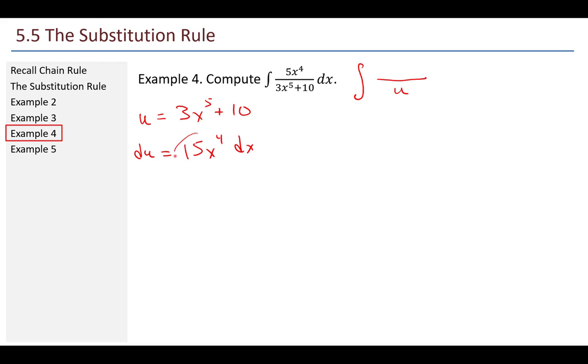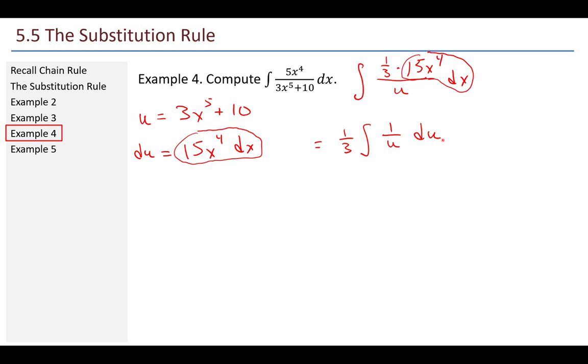Now, I'd like to see 15x to the 4. Instead, I see 5x to the 4. How can I massage that a little bit to turn it into what I want to see? If I multiply by 3, that would work. So I need to put a 1/3 times 15x to the 4 dx. There we go. So the 1/3 and the 15 are going to multiply to give me the 5, like I have originally, but now I really see it as that expression that gets substituted out for the du. All right, so I'll put the 1/3 out there, and all I'm left with is 1 over u du.